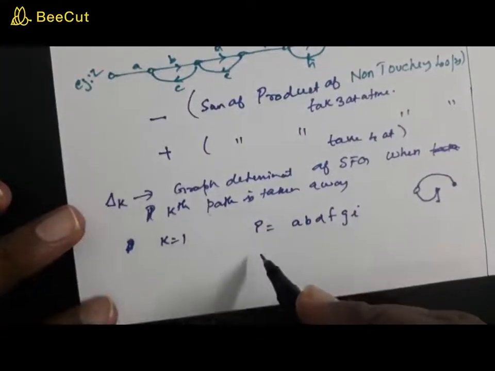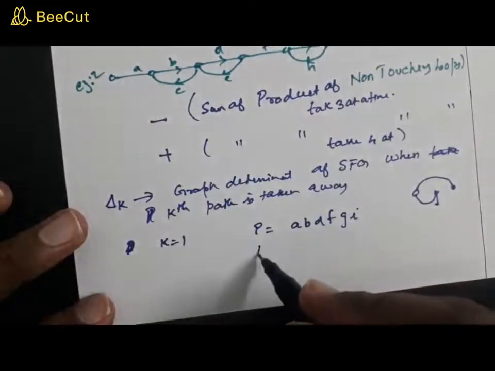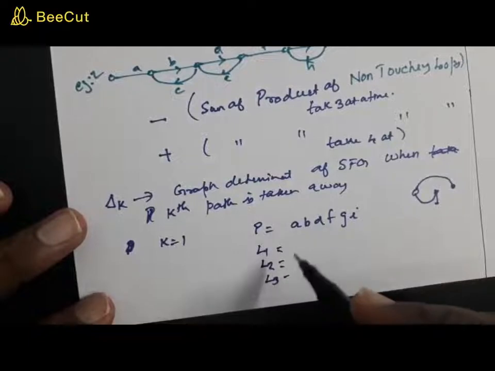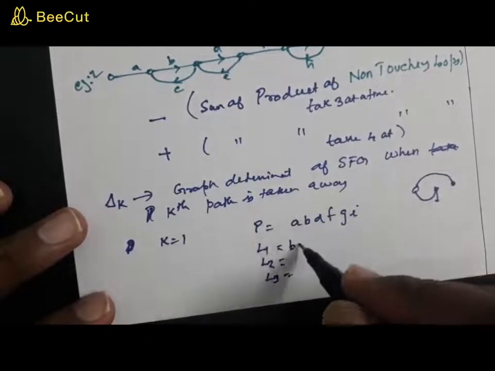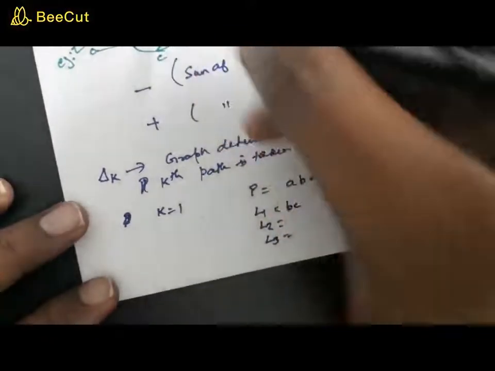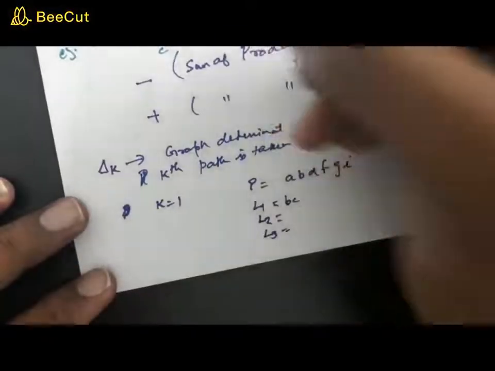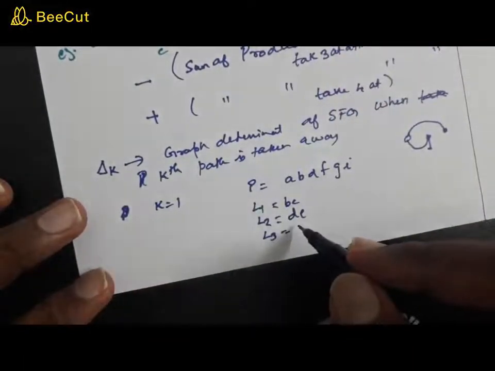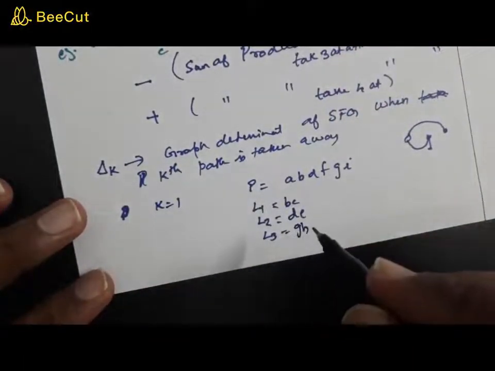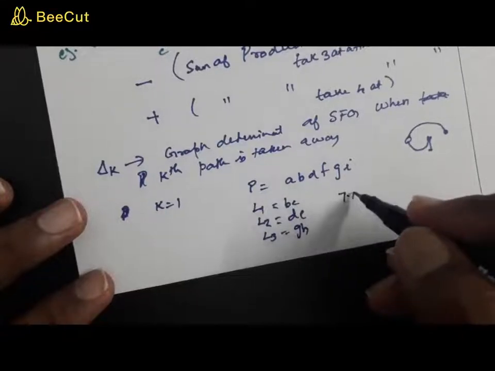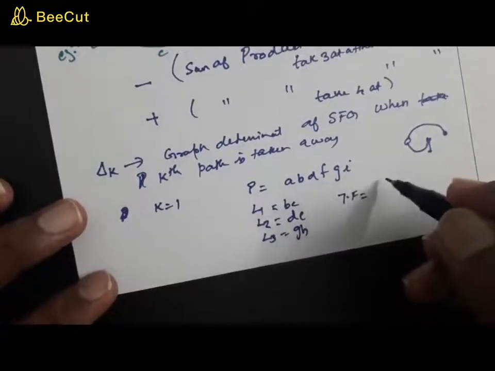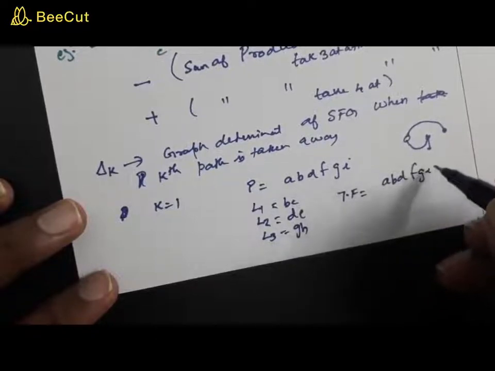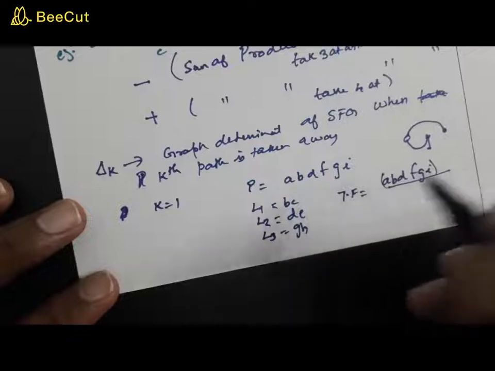Now, how many loops? You have 3 loops, right? L1, L2 and L3. You can label them like that. What is L1? L1 is equal to BC, right? L2 is equal to D into E, and L3 is GH, right? Now when you find the transfer function, what will it be? It will be P1 into delta, A, B, D, F, G, I, that into delta k.